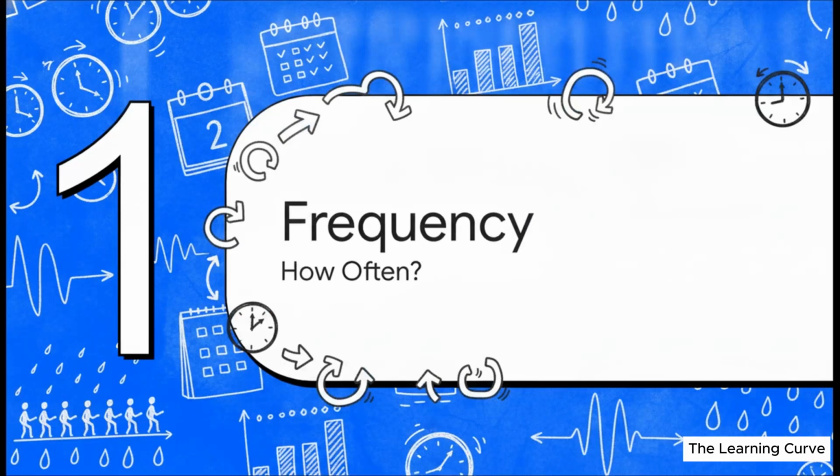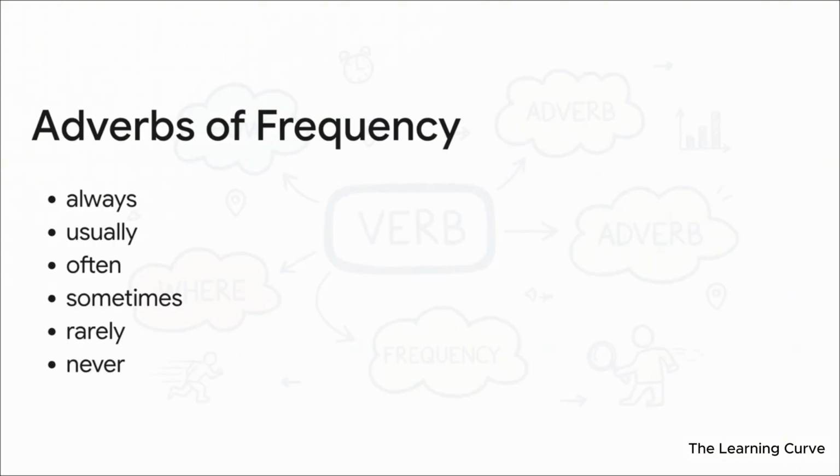All right, section 1, frequency, how often. These adverbs are going to be our very first power-up today. You absolutely recognize these everyday examples. Always, usually, often, sometimes, rarely, and never. We hear these words literally all the time. But just recognizing them isn't the intermediate part. Knowing exactly where to drop them into a sentence, that is where the real skill comes in.